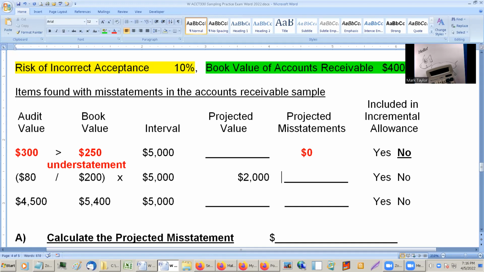So what's the projected misstatement? The interval we're saying is really only worth 2,000, not 5,000. So the misstatement is the rest, 3,000. And now this is a real misstatement. Notice that the book value of this item was 200, and this is for an interval of 5,000. So there could be more things that are wrong.